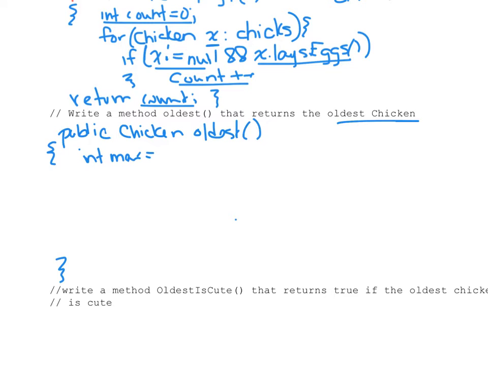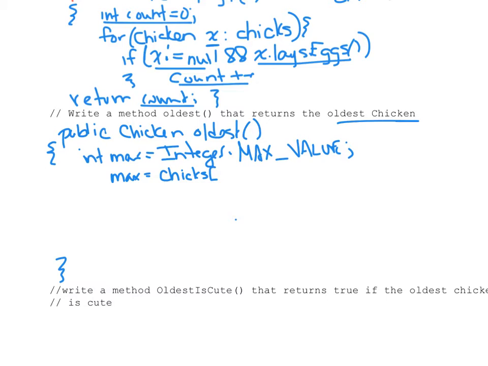And if we're looking for a min, we start at the largest possible value. Or you start at the first spot of the array. So you could also start there. I'll do both of them here. So Integer.MAX_VALUE. Remember, use your reference sheet. They have these. The alternative would be max equals chicks 0 dot get age. Okay, so either way of these is fine.